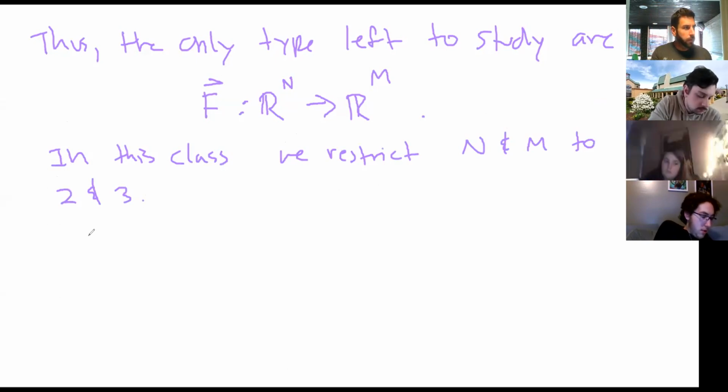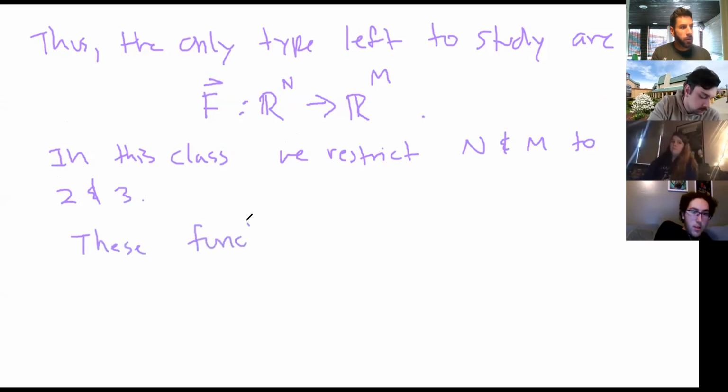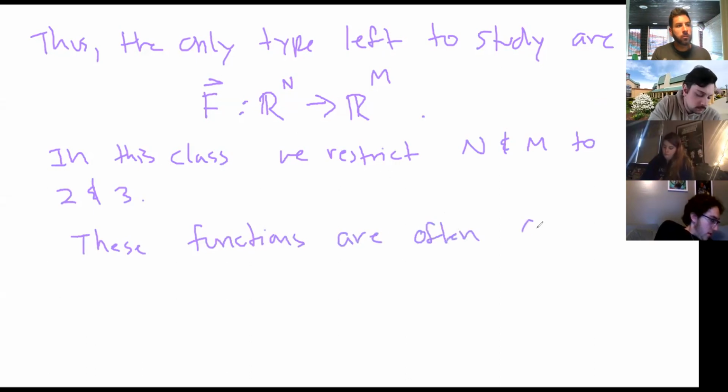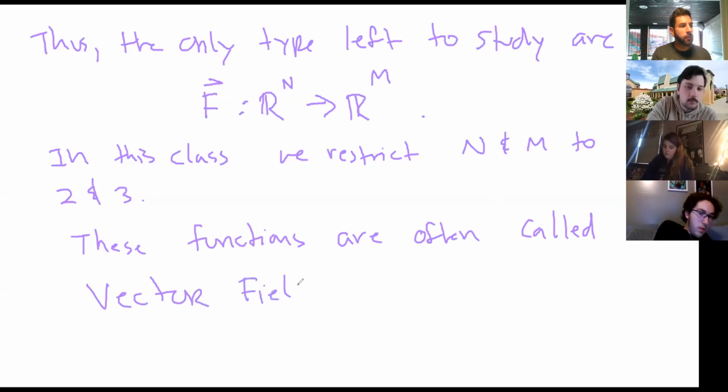These functions have a name. They are often called vector fields. And hopefully we'll see why that's an appropriate name soon enough.